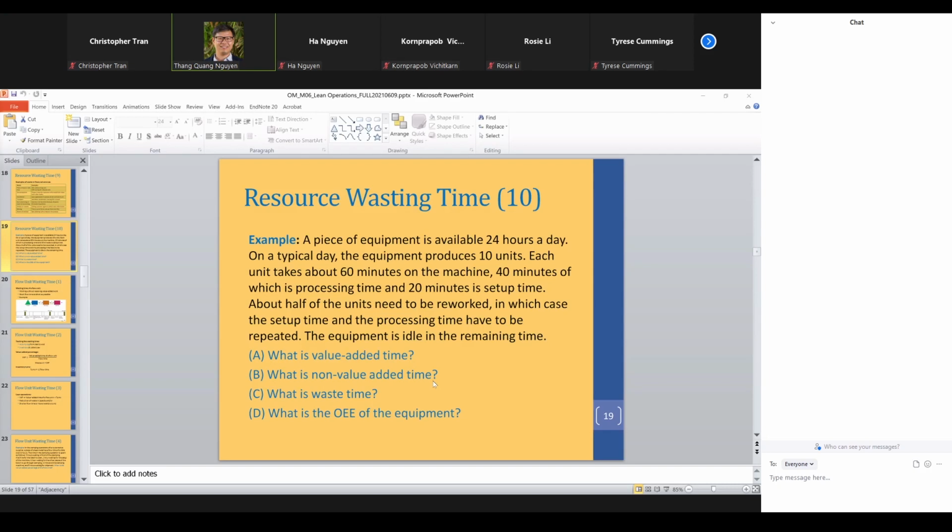So they try to give us the information here. What is a value added time? What is a non-value added time? What is a waste time? And what is an overall equipment effectiveness, right? I hope you recall this OEE when you do it on Connect. Okay, so let me work on this with you.